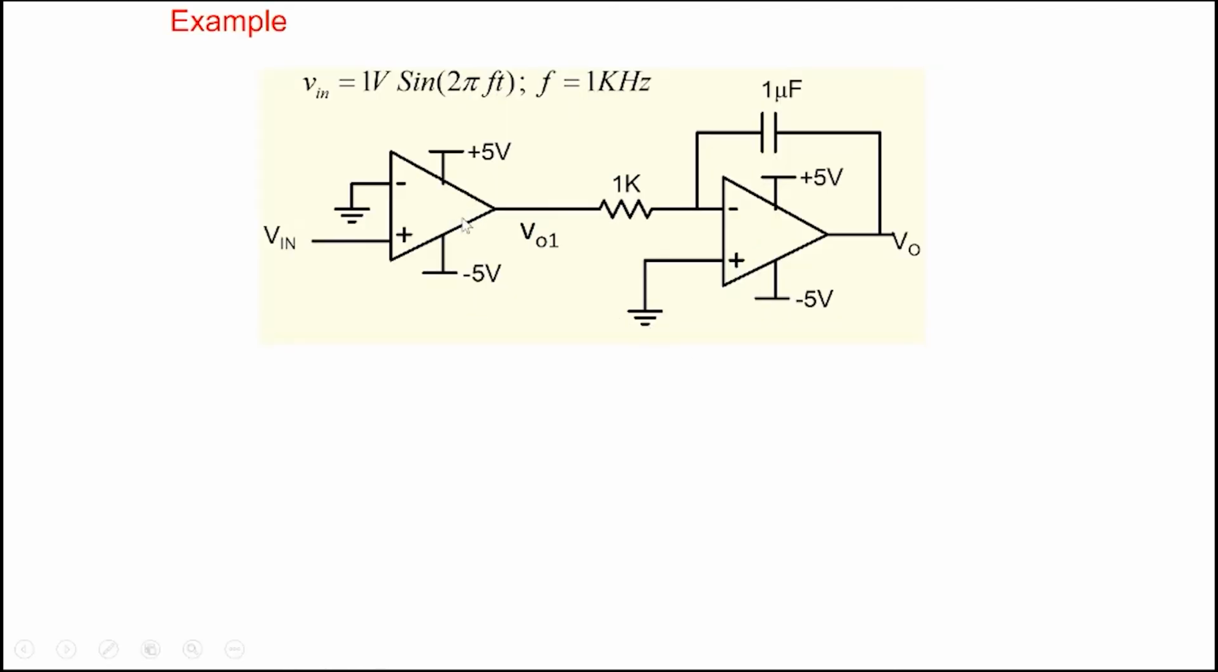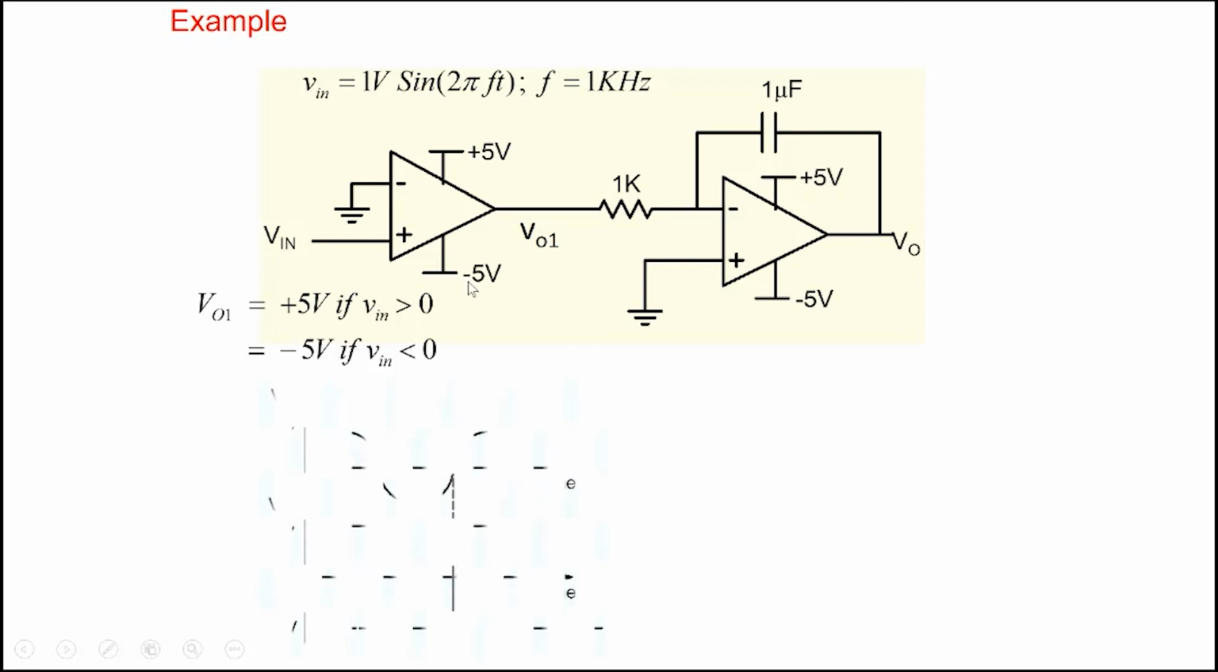So let's look at an application of a comparator. Suppose we have a sinusoid and this circuit is acting like a comparator. We feed into this non-inverting terminal here. And this one we can recognize as an integrator. So the output voltage is going to be plus 5 the moment Vin becomes greater than 0 and minus 5 when Vin is less than 0. Why plus 5 and minus 5? Because the supply voltages are plus 5 and minus 5.